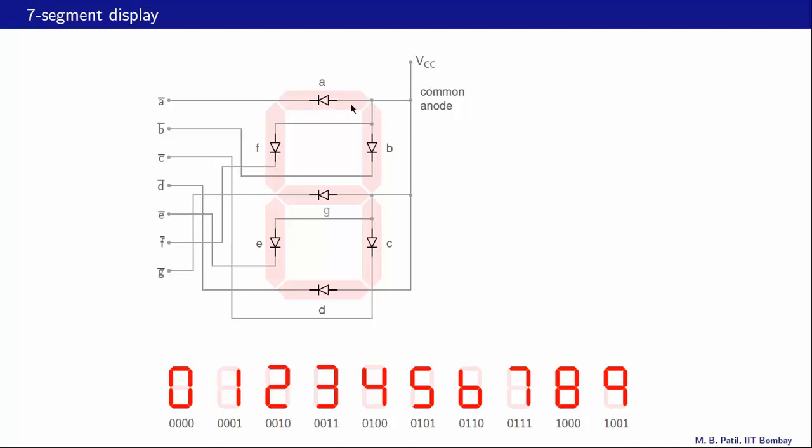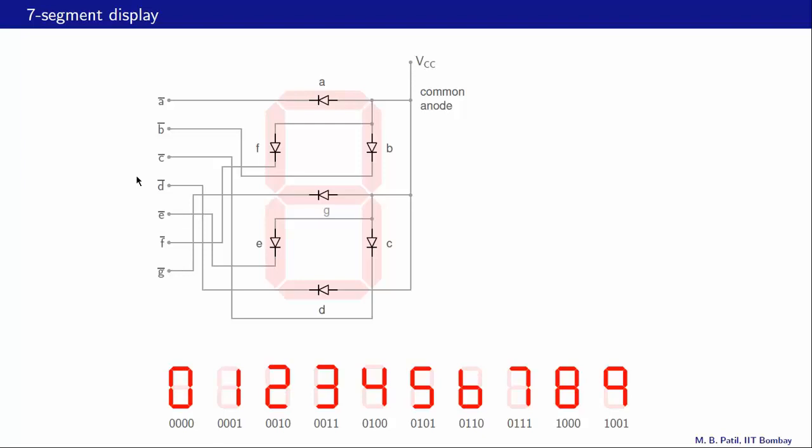So each segment has this diode, which is a light emitting diode or LED, and that can be either on or off. If there is a forward voltage across this diode, then it would conduct and it would emit light, and we will see that segment in that case as lit. If not, then the diode does not conduct and the segment will appear as a dark segment.